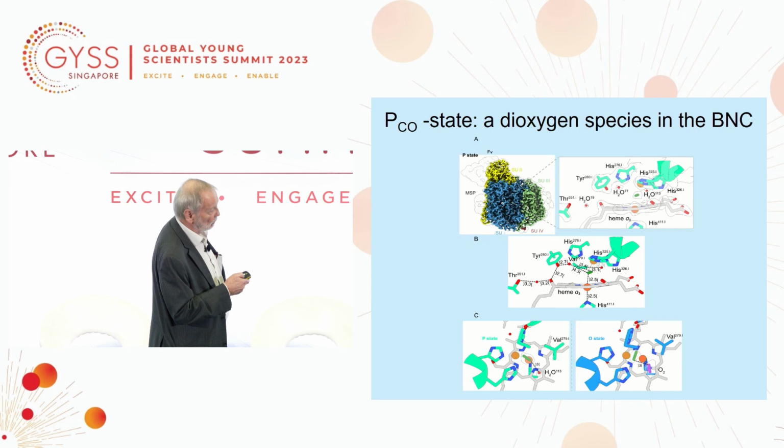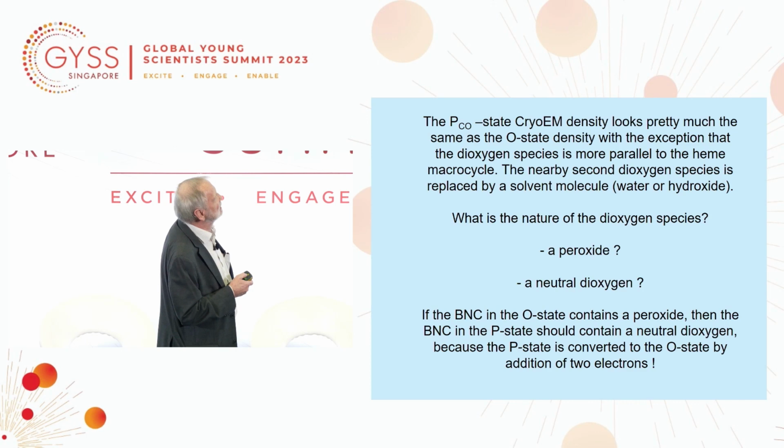So the interpretation of that density could be a peroxide, could be a dioxygen species. And actually, if we believe that in the binuclear center, in the O state, we have a peroxide, then in the P state we should have a neutral dioxygen, because the P state is converted to the O state by addition of two electrons. And so this is our preferred interpretation now.